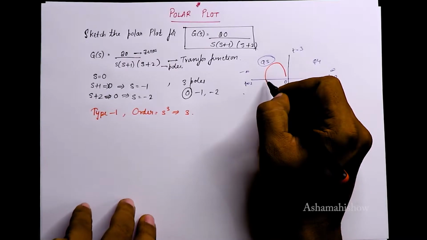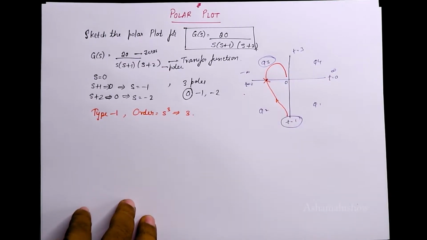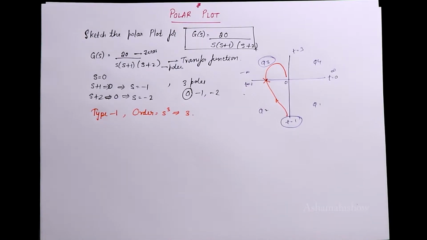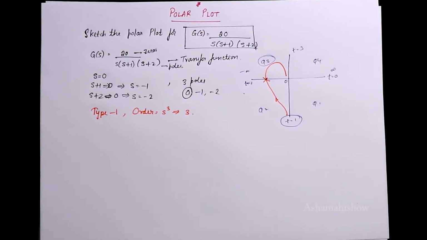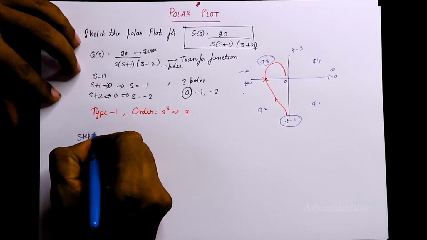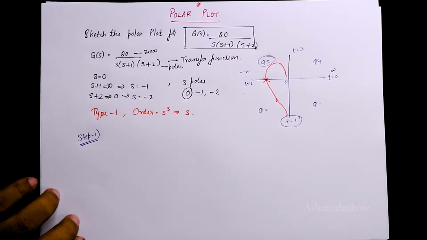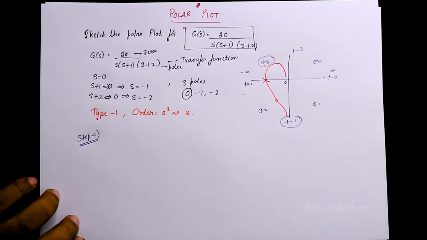It should intersect the real axis at some point. We need to find what this point is, and we need to find the angles also, because when you are drawing a graph you should do it in a very prescribed manner. So let's start doing that. Now step 1: we need to write the equation in terms of omega.